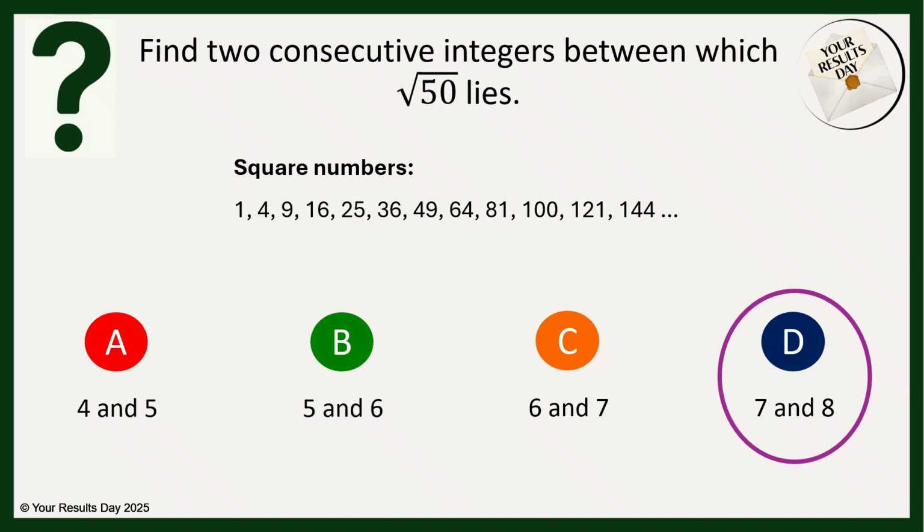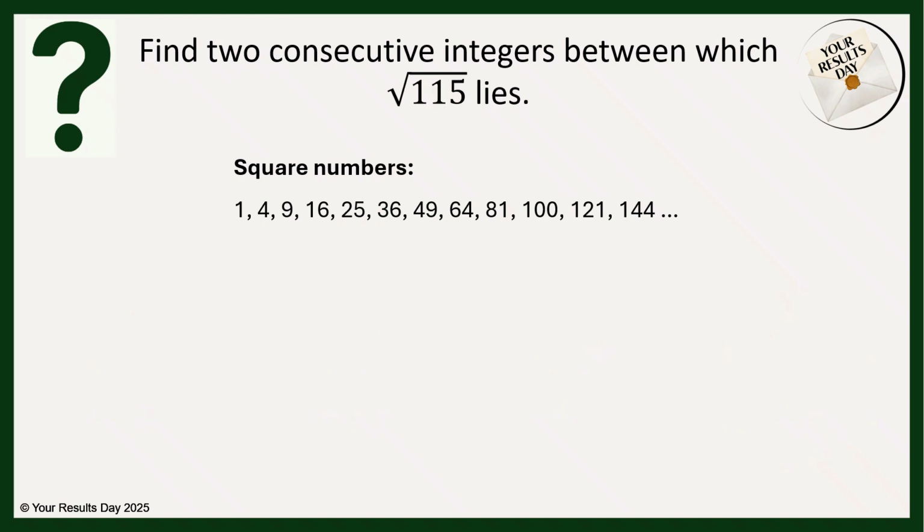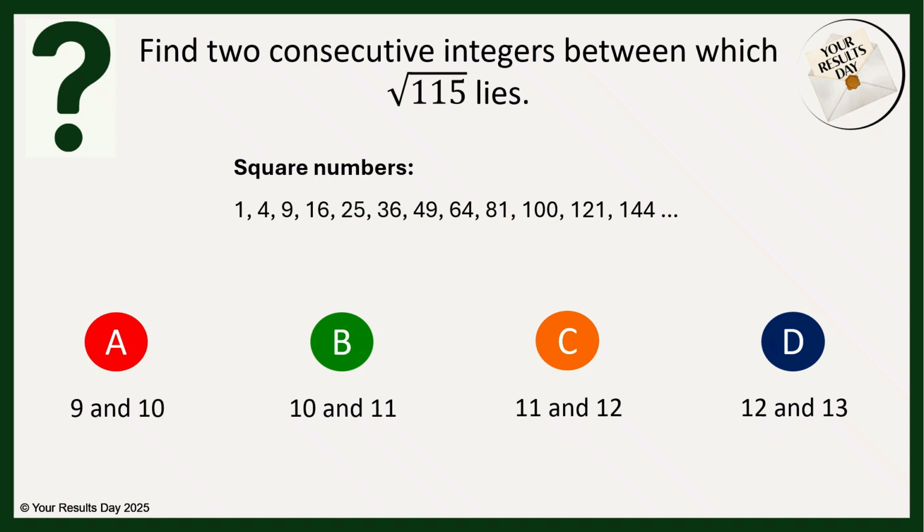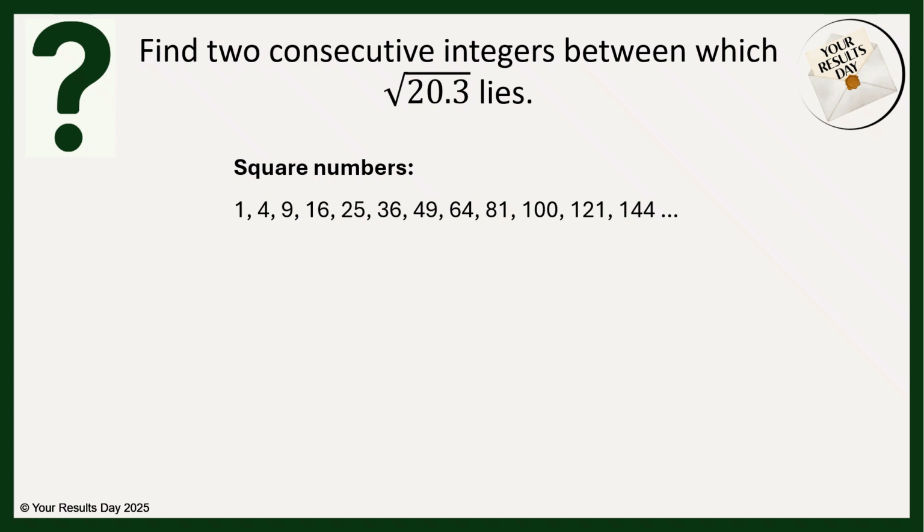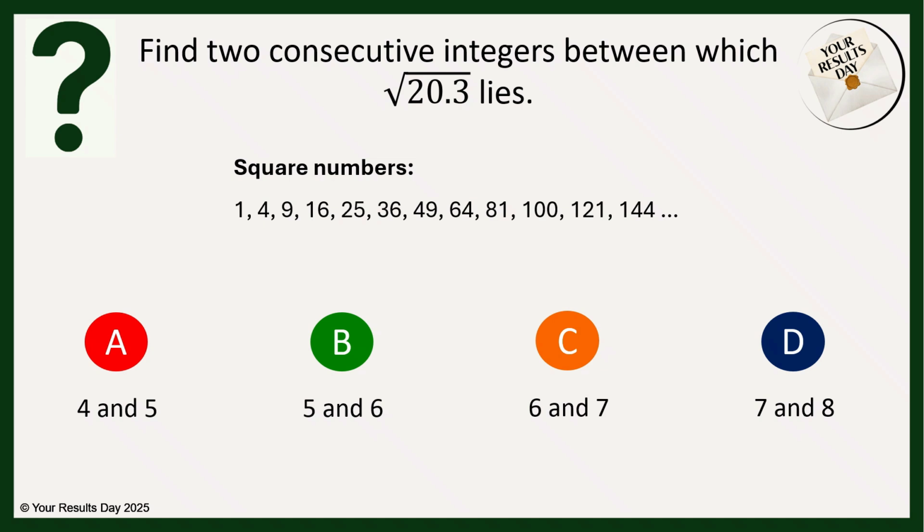That one was D, it lies between 7 and 8. Find two consecutive integers between which the square root of 115 lies. Here are your options. That one was B, between 10 and 11. Find two consecutive integers between which the square root of 20.3 lies. Here are your options again. That one was A, between 4 and 5. Well done if you got those correct.